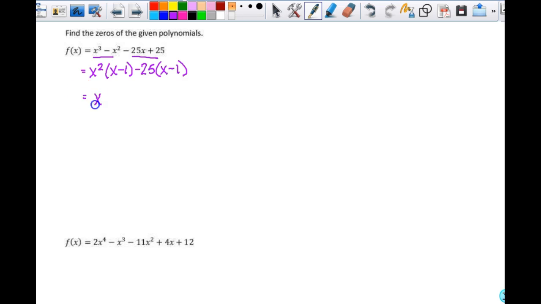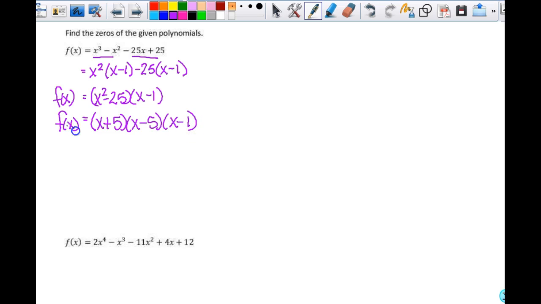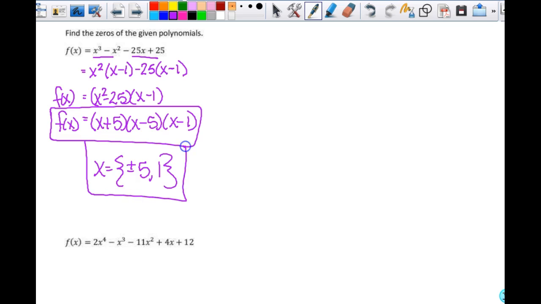So then this leaves me with x squared minus 25 times x minus 1, and that's f of x. Okay? And then I can factor some more. This is a difference of squares, so this is x plus 5, x minus 5, and then x minus 1. So this is my factored form, so that's part of my answer. And then my zeros, this is going to give me plus or minus 5, and that's going to give me a positive 1. So here are the zeros and the factored form.